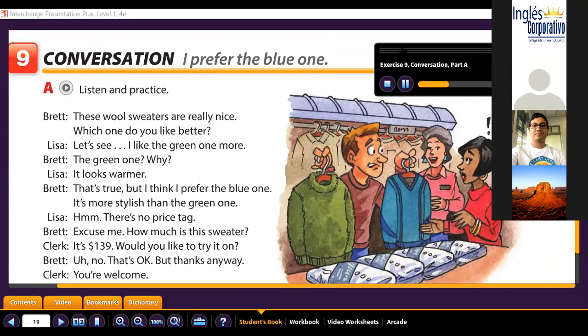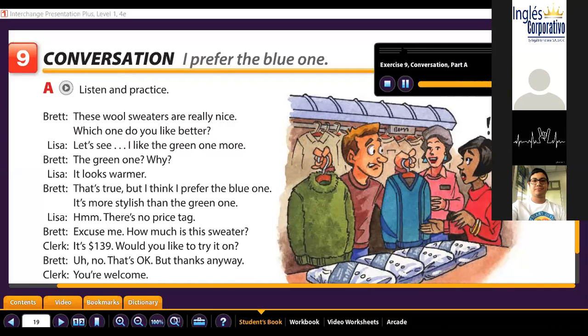These wool sweaters are really nice. Which one do you like better? Let's see. I like the green one more. The green one? Why? It looks warmer. That's true, but I think I prefer the blue one. It's more stylish than the green one. There's no price tag. Excuse me. How much is this sweater? It's $139. Would you like to try it on? No. That's okay. But thanks anyway. You're welcome.